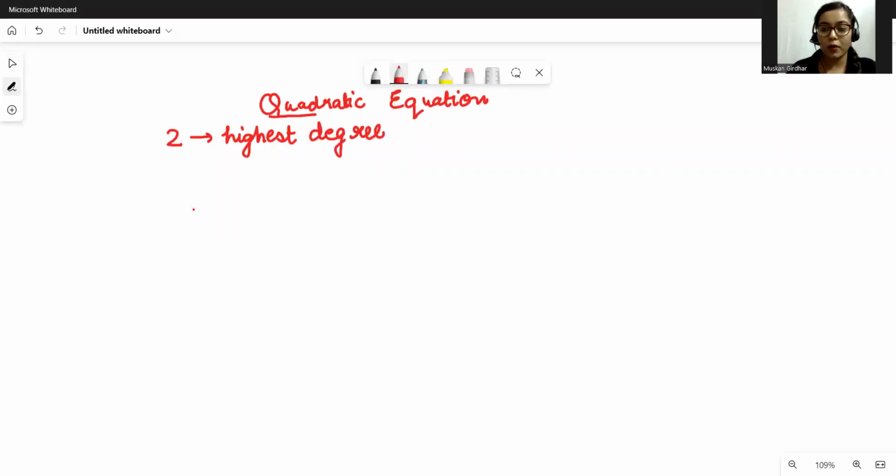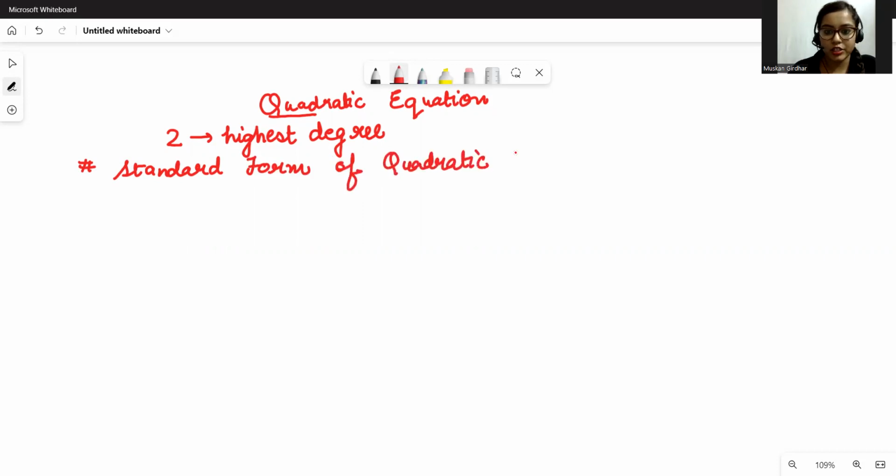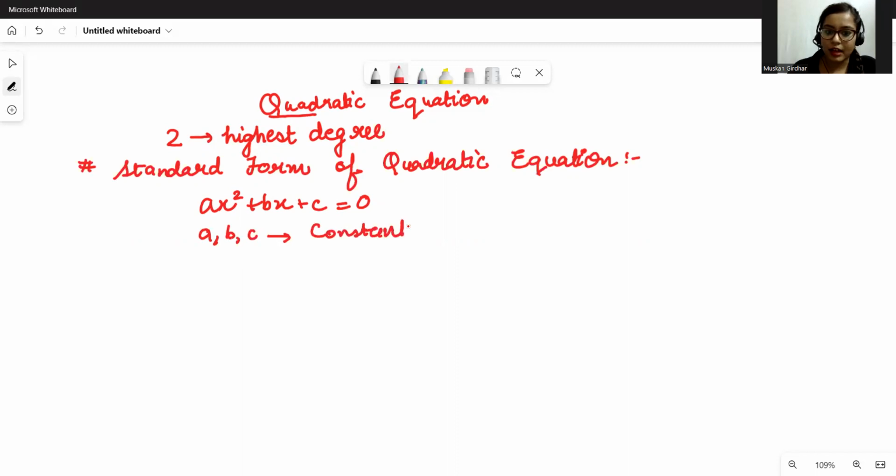And if I talk about the general form, or let's say the standard form of quadratic equation, it is given by ax square plus bx plus c equals to 0. Now, our point is, what are a, b, c here? So, a, b, c are basically your constants and they are real numbers.